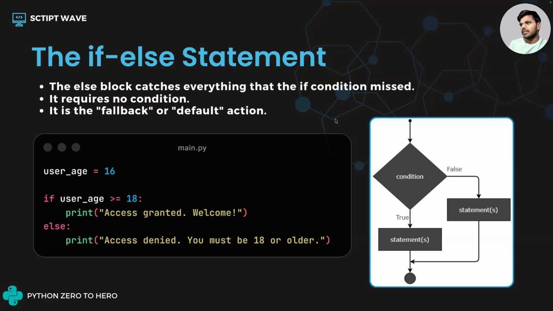Let's move further. In the if-else statements, the else block catches everything that the if condition missed. That means, instead of having only one block, here we'll have two blocks. One is for if, which works only if it is true, and else, which works only if it is false. Now question, how many lines can I add inside the if block? You can add any number of lines. How many lines in else? You can add any number.